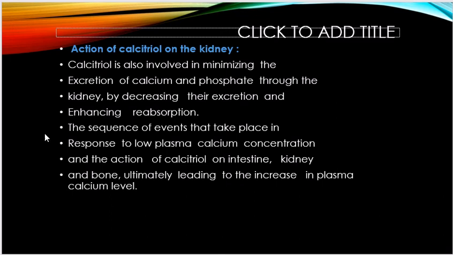The action of calcitriol on the kidney: it is also involved in minimizing the excretion of calcium and phosphate through the kidney by decreasing their excretion and enhancing their reabsorption. The sequence of events that takes place in response to low plasma calcium concentration and the action of calcitriol on intestine, kidney and the bones ultimately leads to an increase in the plasma calcium level.